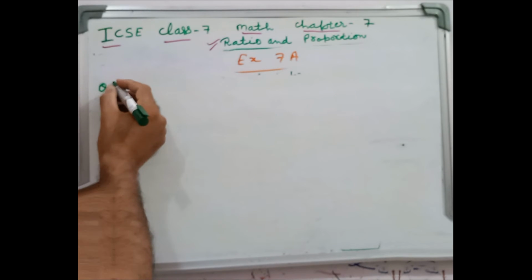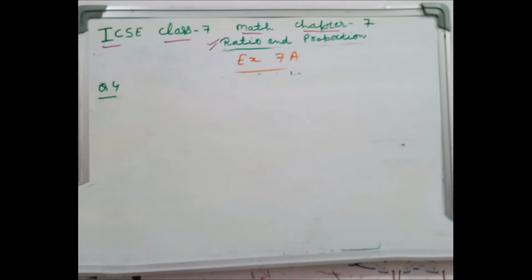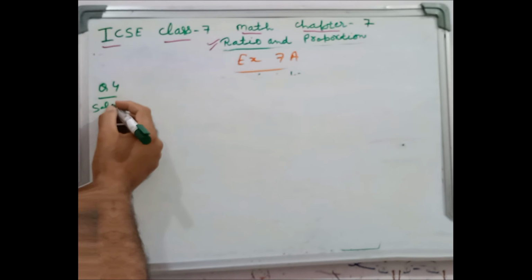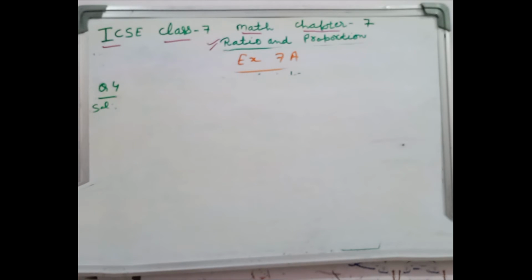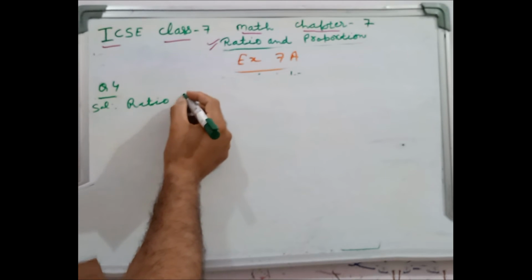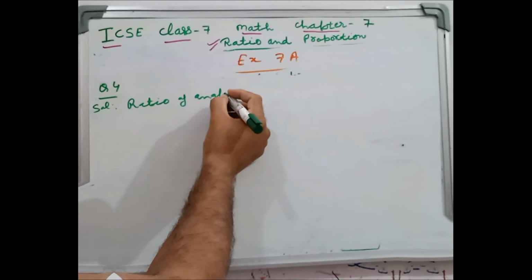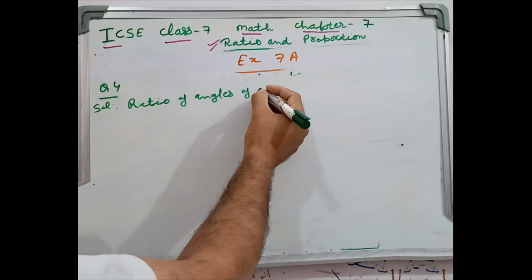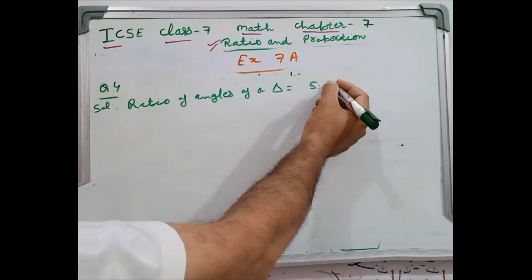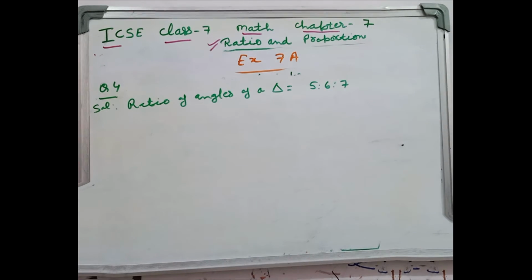Question number 4. The angles of a triangle are in the ratio 5:6:7. Find each angle. Solution: the ratio of angles of a triangle is 5:6:7.